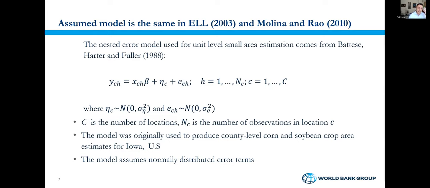One thing that lingered in my mind was what Isabel and Professor Rao mentioned in their paper, that the assumed underlying model for both methods is the same, right? An important aspect to consider here is the assumption of normality of the error terms. And this will come into play a little bit later. The difference between ELL and Molina and Rao's EB is clear. But with the EB implementation from Van der Weide, it wasn't clear why the difference was coming through. There shouldn't have been a difference.